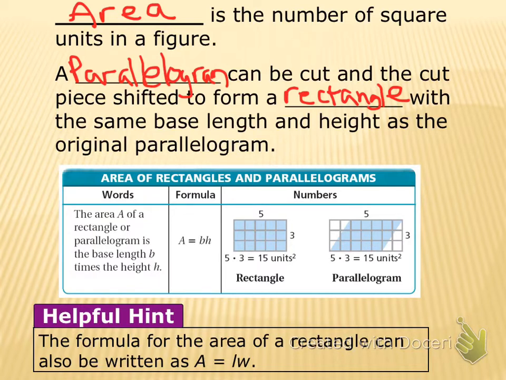A equals BH. And if you notice, you could kind of cut this part of the parallelogram off, and it would make it up right there, and you would still have your 5 by 13. That's what it means by a parallelogram can be cut and the cut piece shifted to form a rectangle. But also remember, you may have seen many times before it written as area equals length times width. That's another way of looking at it.